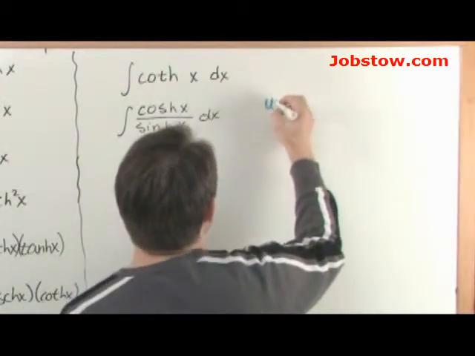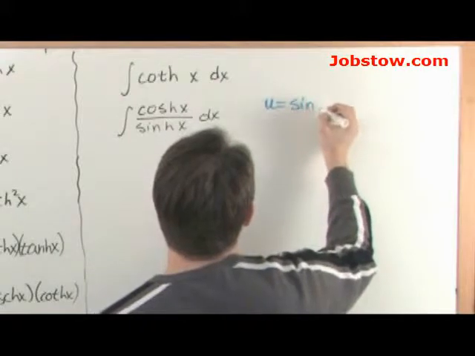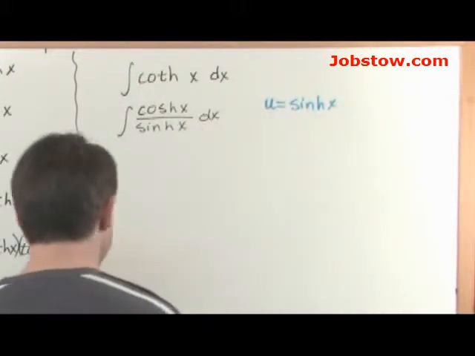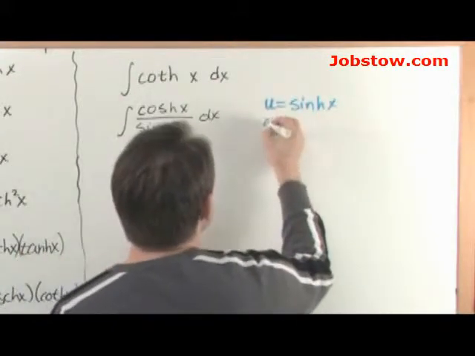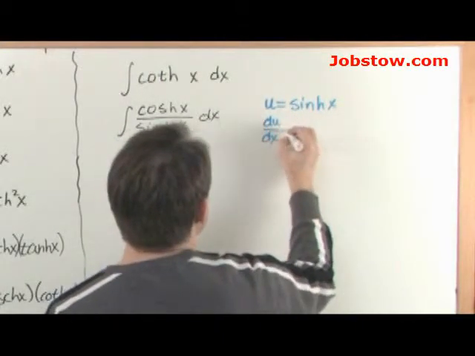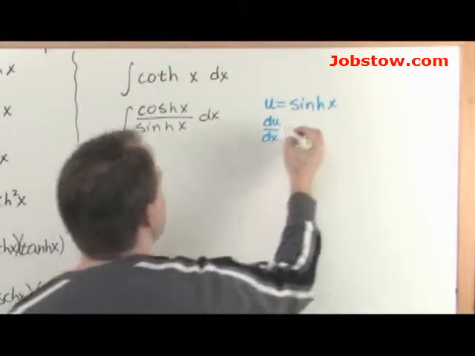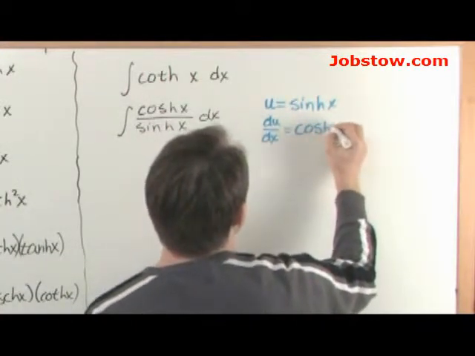Let's say we make the substitution that u is equal to the hyperbolic sine of x. So then du dx, the derivative of u with respect to x, would be derivative of hyperbolic sine is, what is it? We looked in our table. Derivative of hyperbolic sine is hyperbolic cosine. So we just put hyperbolic cosine there.